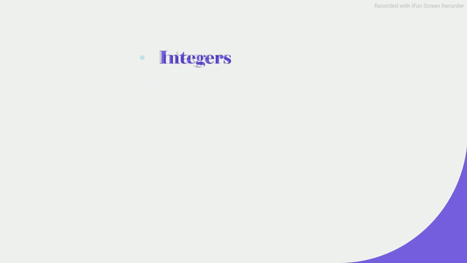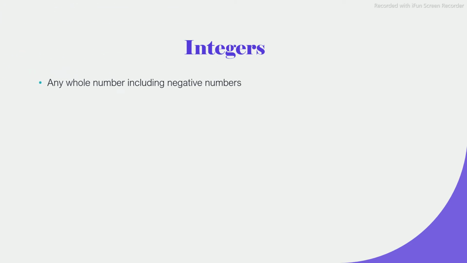So if you have a question, what are integers? Well, these are like any other normal integer. It can be negative or positive whole numbers. So it is basically any whole number including negative numbers. There are a few examples: -8, -9, we've got 6, we've got 10. So these are integers.